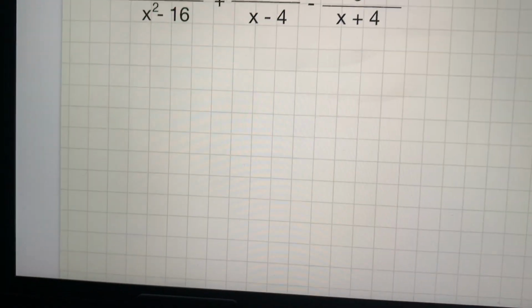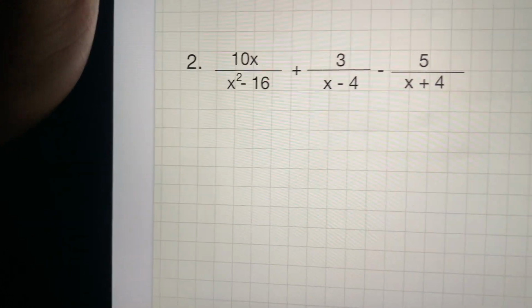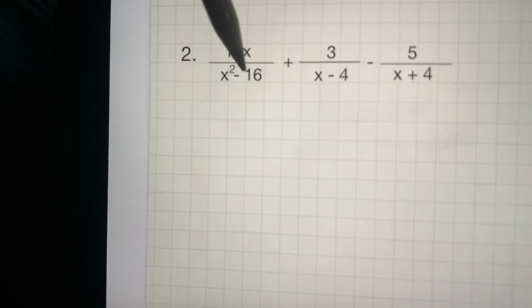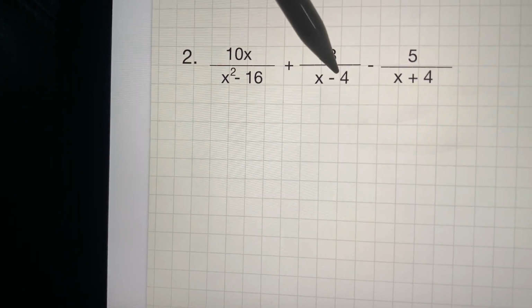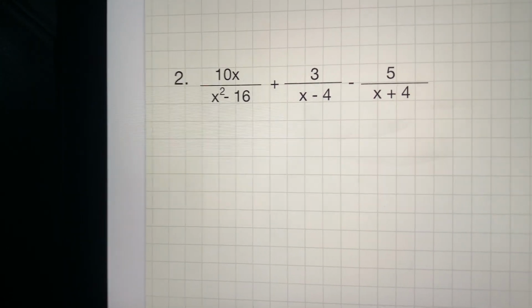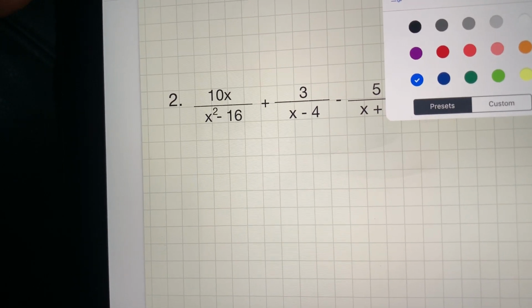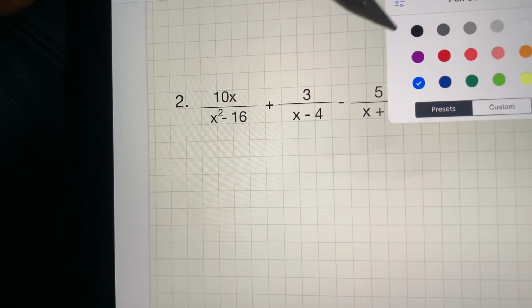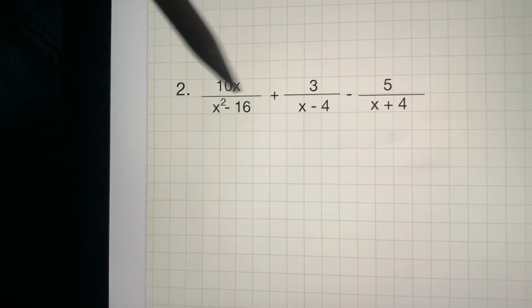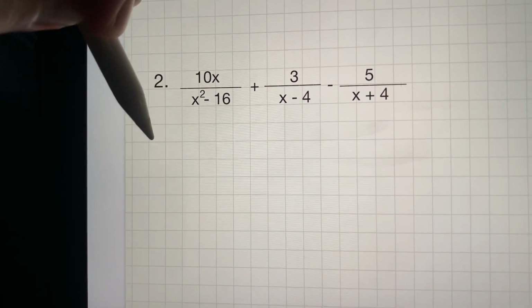Continuing, now we're going to work on a little bit more complex equation. We have 10x over x squared minus 16 plus 3 over x minus 4 minus 5 over x plus 4. In this case, what we are going to do is first find the common denominator in fractions.